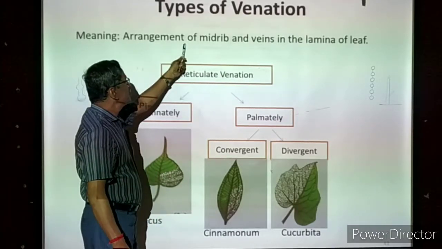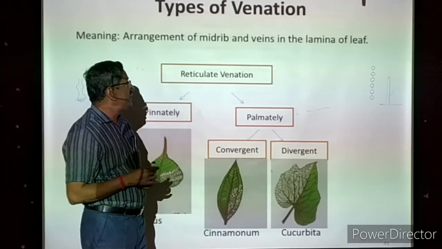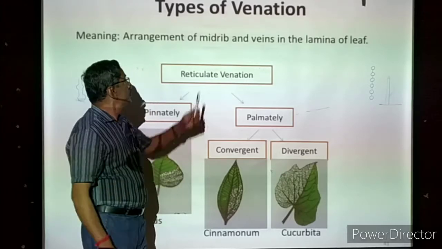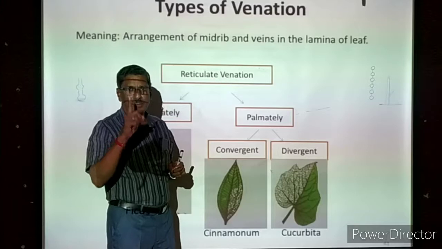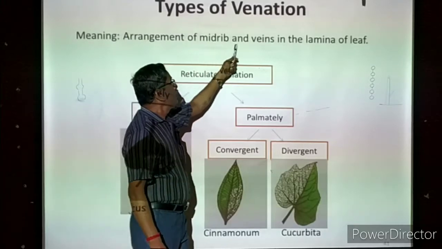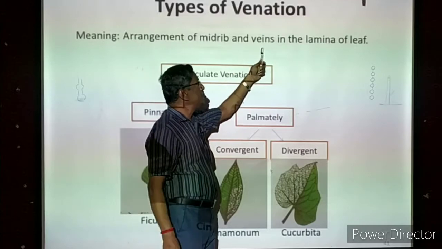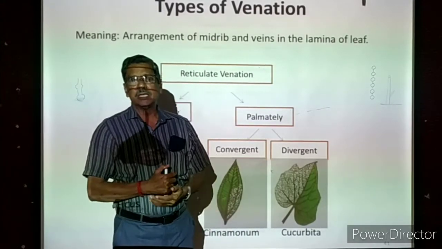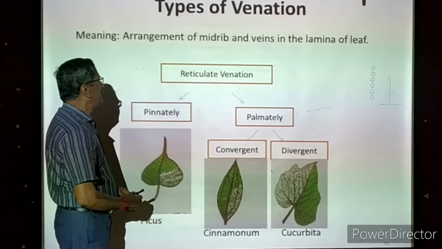It is the arrangement of midrib. If you take the lamina, the green flattened part of the leaf, at the center of the leaf, from the stalk of the leaf to the tip, a thick line will be running. It is the midrib. Only one midrib will be present. And veins, a number of thin branches will be there. They are called veins in the lamina of the leaf. So venation is the arrangement of veins and midrib in the lamina.